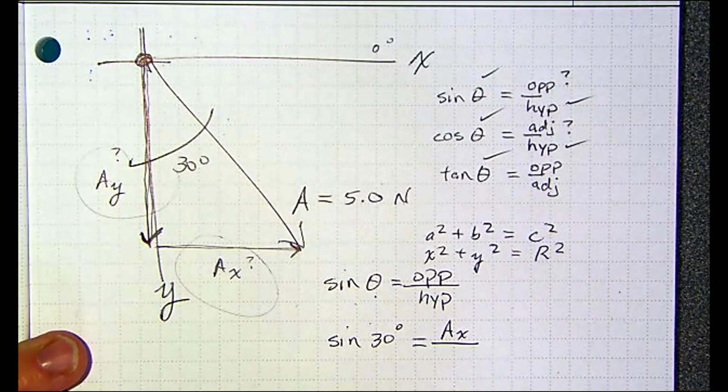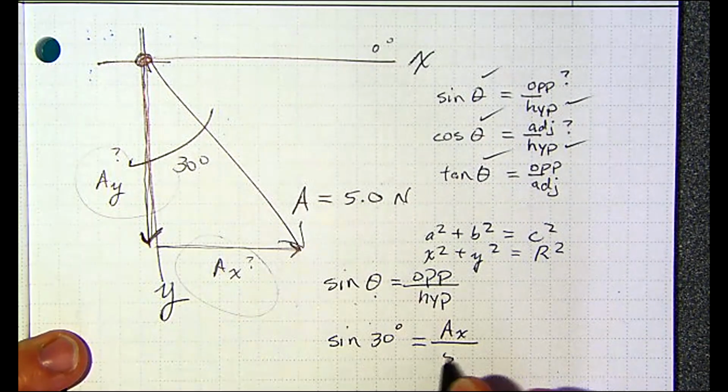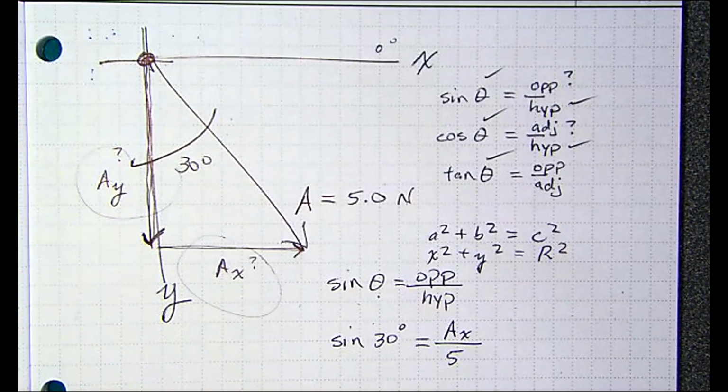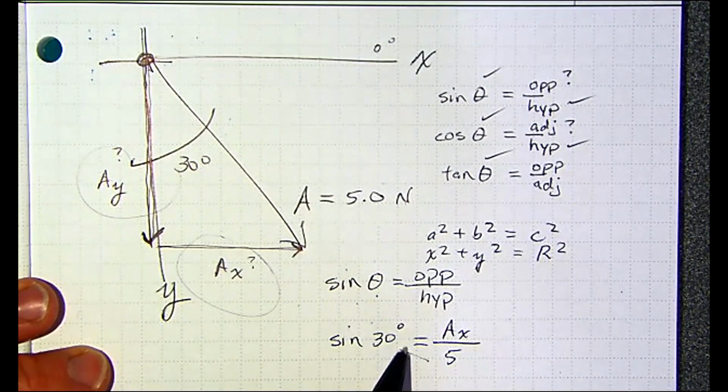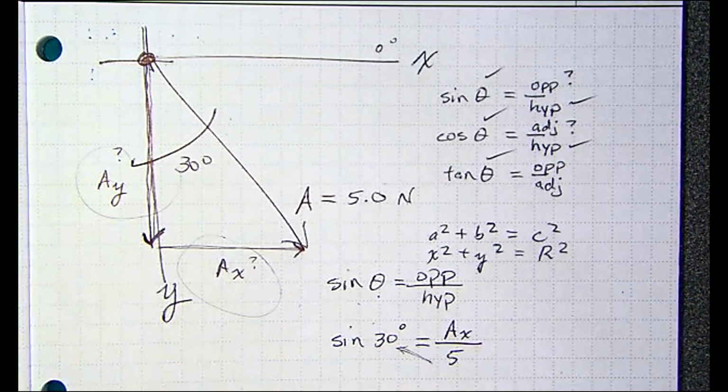And then which one is a hypotenuse? It's that a, which is a 5. So now we have an equation with one unknown. And what I would like to suggest, even though you don't have to do this, I would like to suggest to go ahead and multiply that 5.